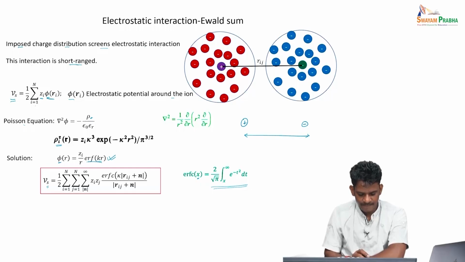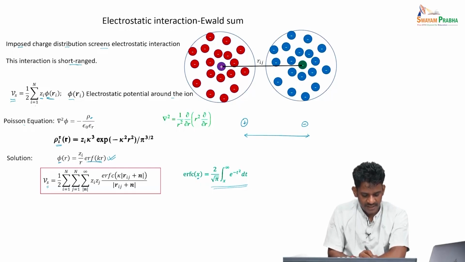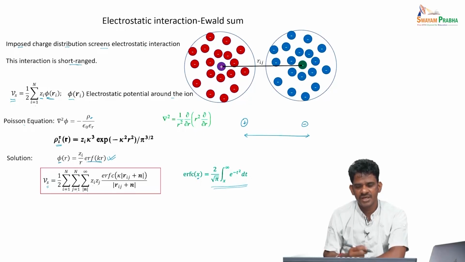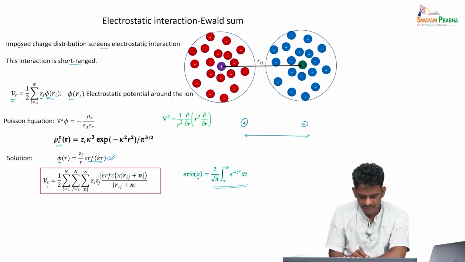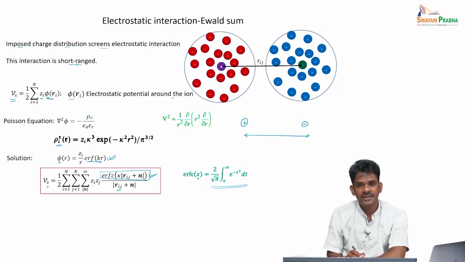So, now you can see that we have the sum over i and j, sum over all the periodic images, Zi, Zj. We have the same distance Rij plus n, that is the distance between species i and j within the simulation box and also all the periodic images, but we also have this additional factor which is the error function. This part basically decays much faster than 1 by r, that is what makes it short range. So, pure simple Coulombic interaction would have 1 by r dependence, but then because of this imposed charge distribution and screening, we are able to have an additional effect which decays much faster than 1 by r.